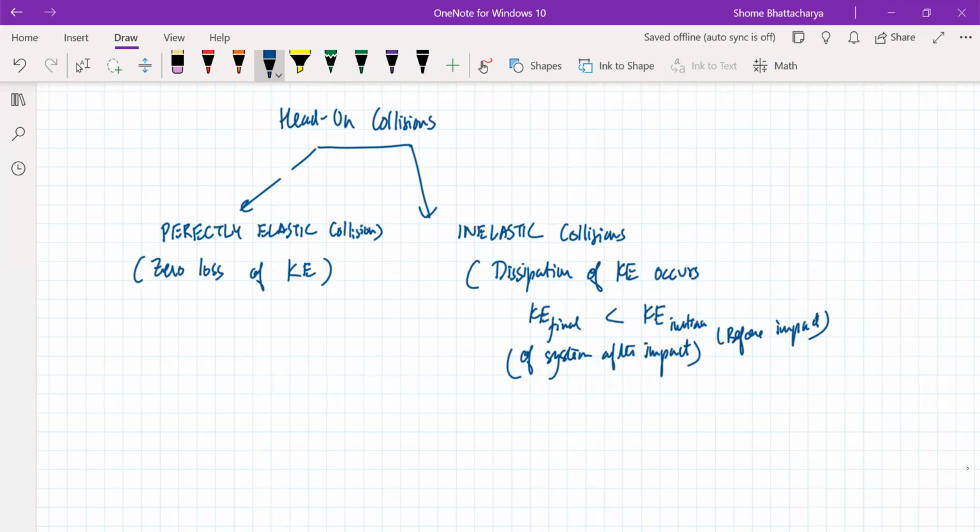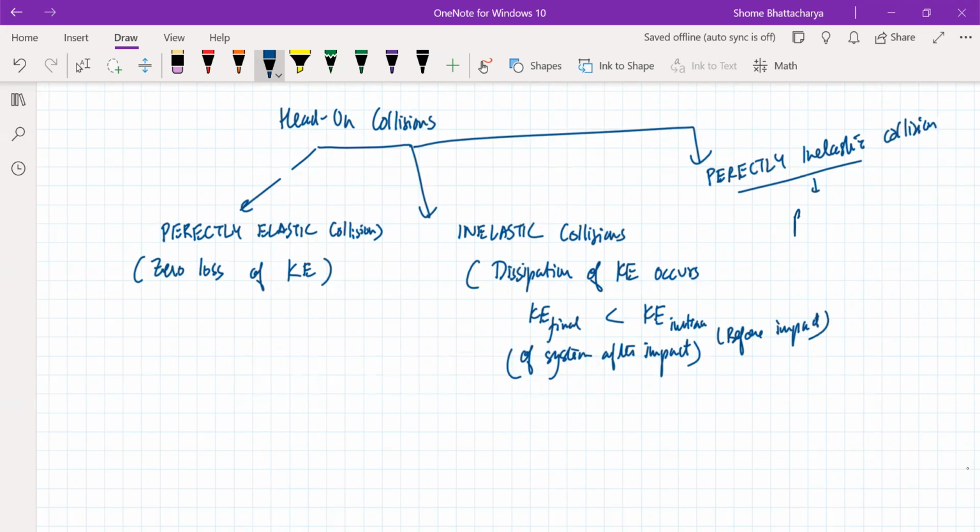Okay. And then there is another classification based on this called a perfectly inelastic collision. So this is a type of collision where the colliding particles stick together.